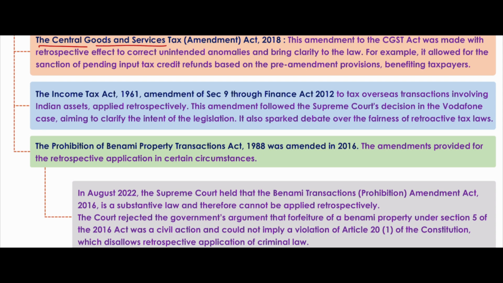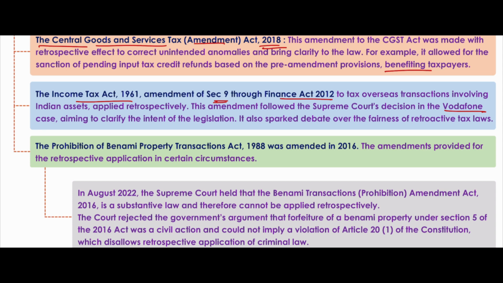The Central Goods and Services Amendment Act of 2018 had a retrospective effect. Since this retrospective effect was beneficial to the taxpayers, it was valid. The Finance Act of 2012 amended Section 9 of the Income Tax Act with retrospective effect. This was done after the Supreme Court's decision in the Vodafone case. Now, this amendment of Section 9 led to quite a bit of a debate about the fairness or rather the unfairness of such retroactive tax laws.